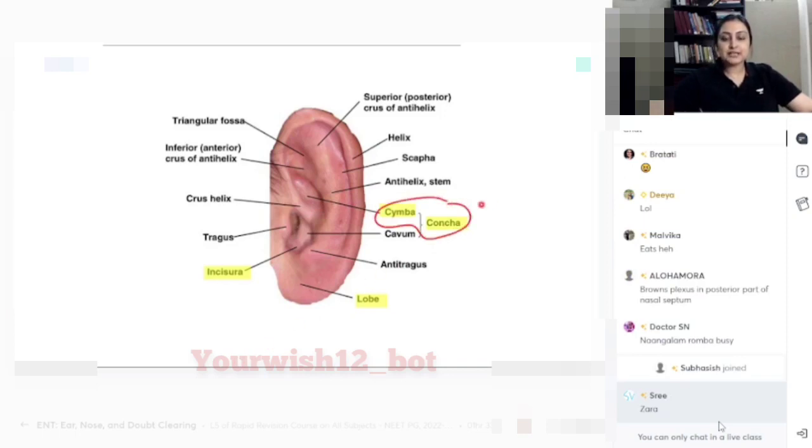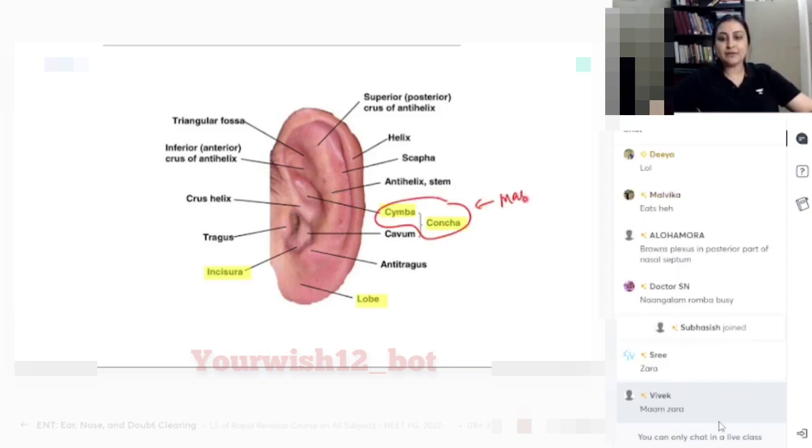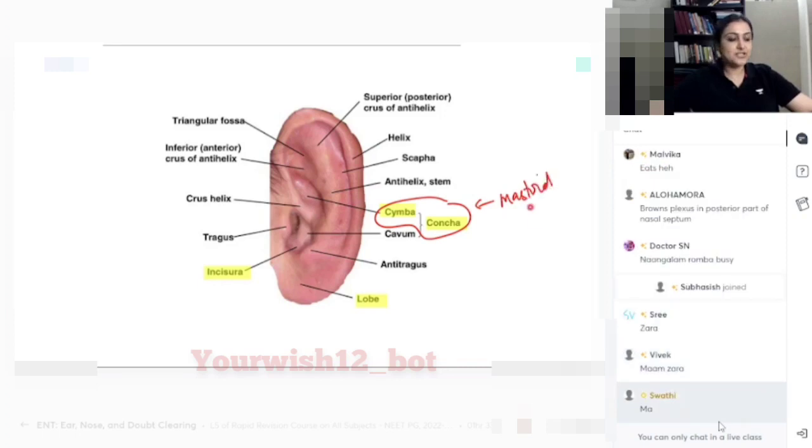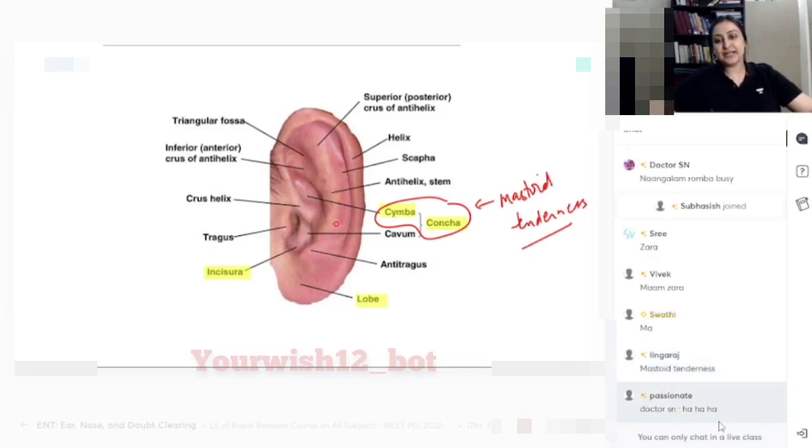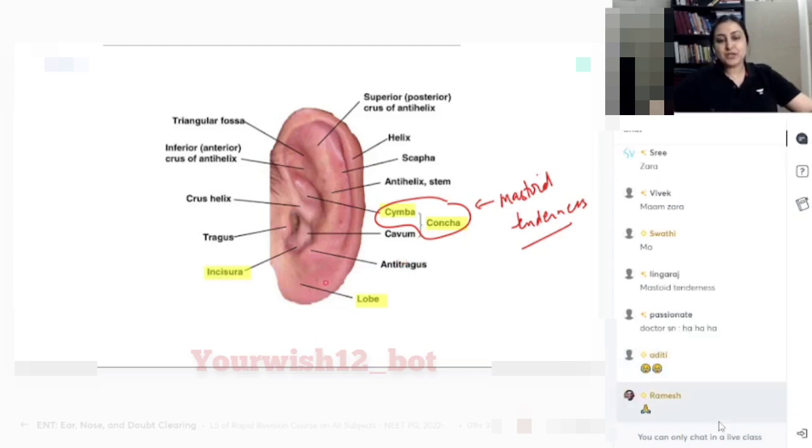सिम्बा कॉन्का पे क्वेश्चन आ सकता है. दिस इज द एरिया वेर यू हैव मेस्टोइड. This is mastoid tenderness. Okay, so mastoid tenderness will come here at Simba concha. Then you have this lobe, lobe या lobule. Lobule का importance क्या है?